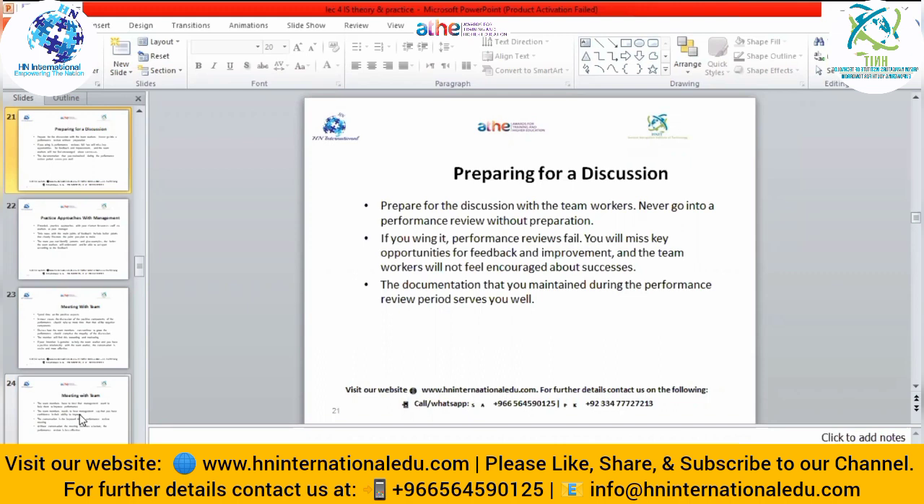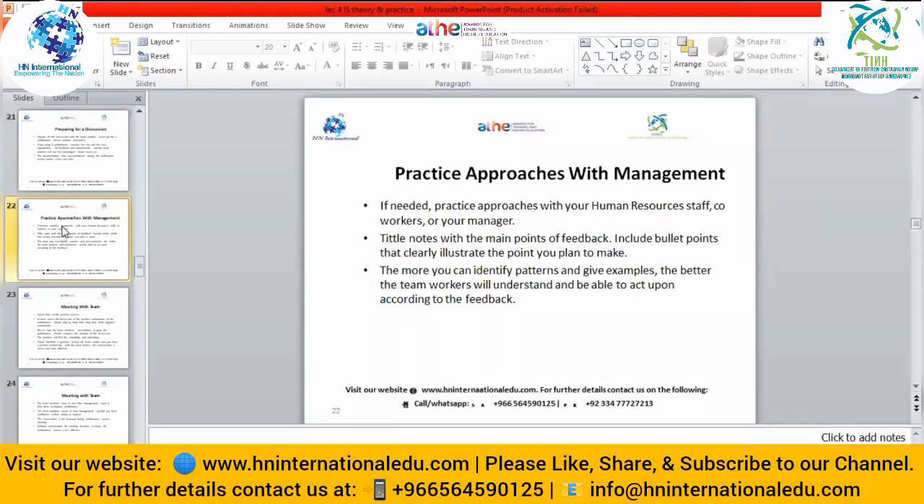The documentation that you have maintained during the performance review period serves you well. We have to go through that document, and then we have to think about the points that we are going to discuss in the meeting. So we can make a list of those points by reviewing that document. We have to practice the approaches with the management. If needed, practice approaches with your human resource staff, co-workers, and your manager. Whichever approach you are using, we have to discuss or practice that with our management.